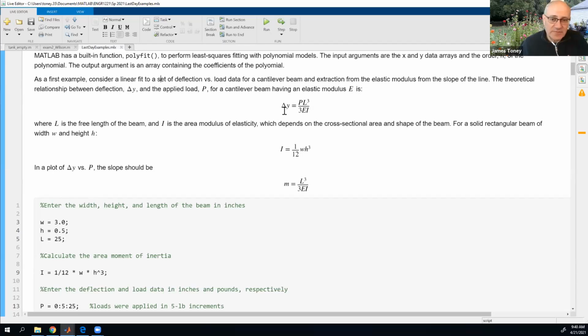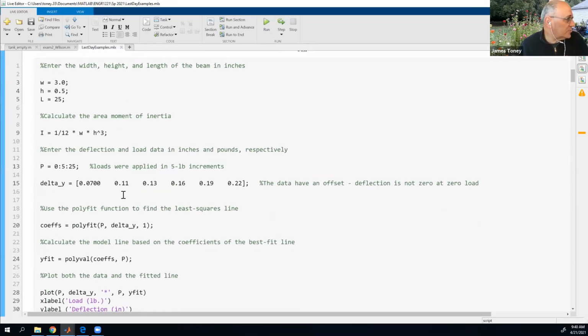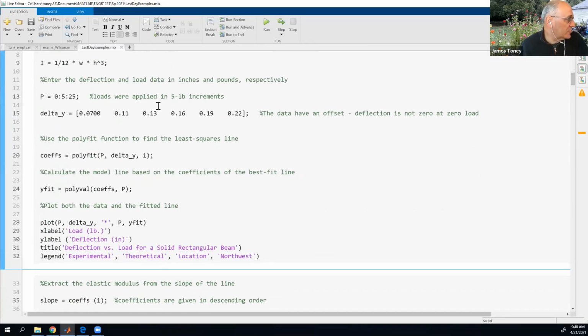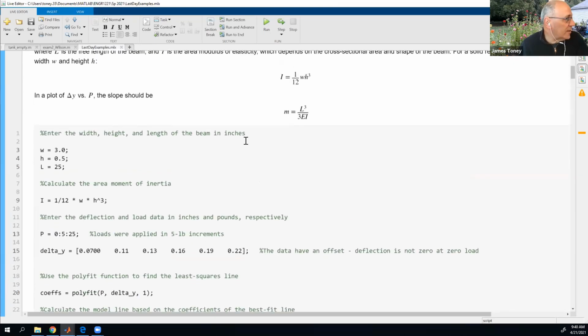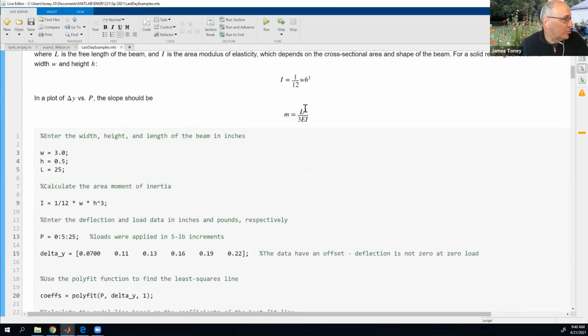Now, if you think of this in terms of fitting experimental data, you make a bunch of measurements of delta Y versus P. If you plot that, the slope should be L cubed over 3EI. So if you take data, which we're giving you here, simulated data, delta Y versus P, if you fit a straight line to that, the slope should be L cubed over 3EI. So you get that slope, and then you rearrange this equation to solve for E, to get the elastic modulus of the material.